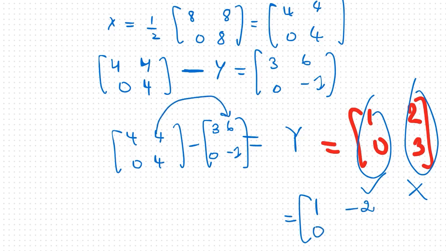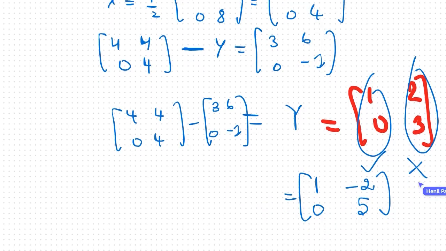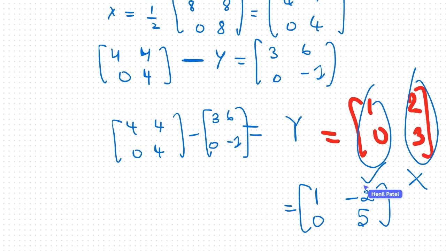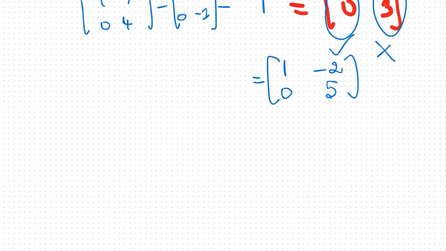4 minus 6, right? Minus 2. And 3. 4 minus minus of minus 1. Minus plus, yeah. 5. Okay. So that is y. So x and y, did we find? That is the answer. Yes. Continue with matrices.